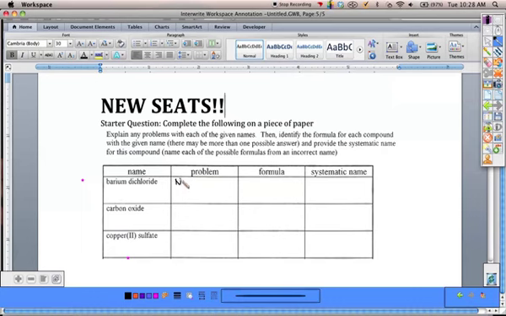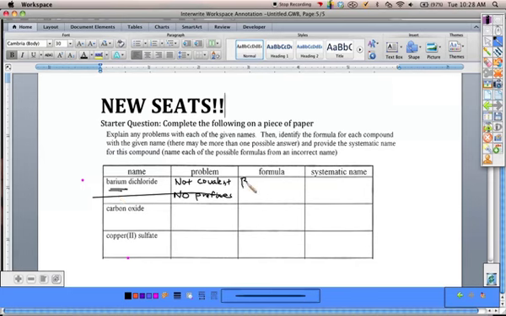So it's not covalent, so no prefixes, because barium is a metal. Anytime we have a metal, we're ionic. So for the formula, I have to look at the ions.